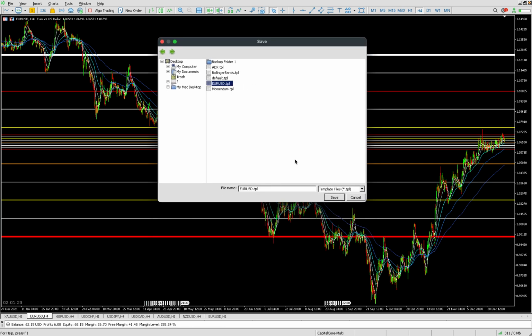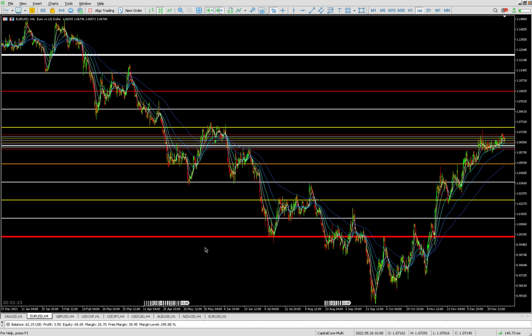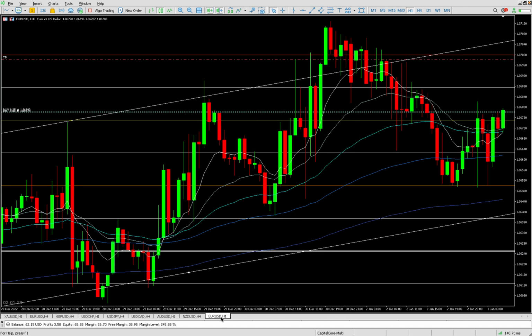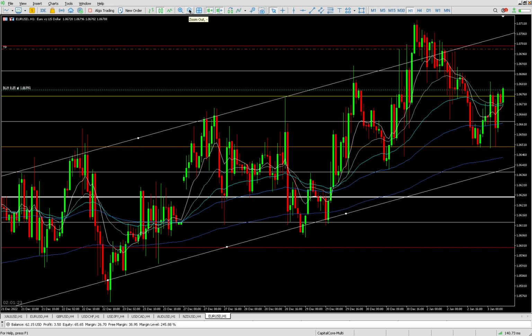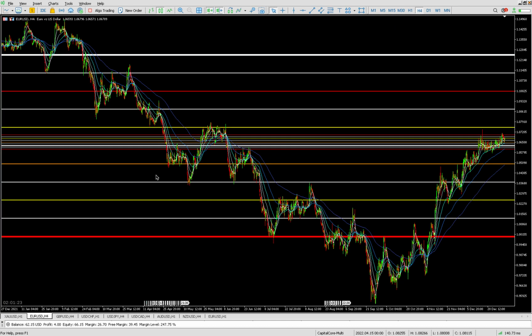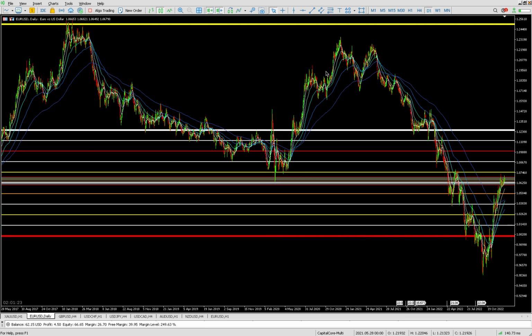So this is Euro USD right here. We want to make sure we save our work. I already saved it. I actually have 2 of these open here. This one, there's my trade. I know I took a late entry. I removed it from this one. I did take a late entry.